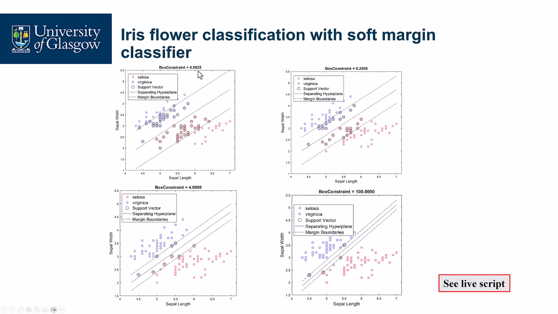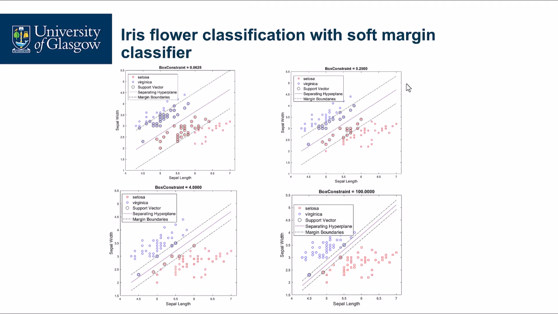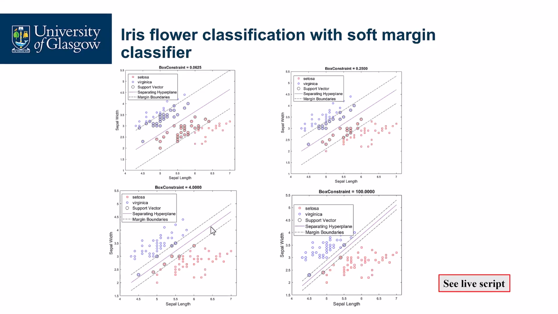In these slides, I tried 4 values. The smallest is 0.0625 and the largest is 100. We can clearly see the trade-off that we have discussed before. And we can select the one that we like, that is more in line with our intention. All of these are in the live script, and you can try it yourself.